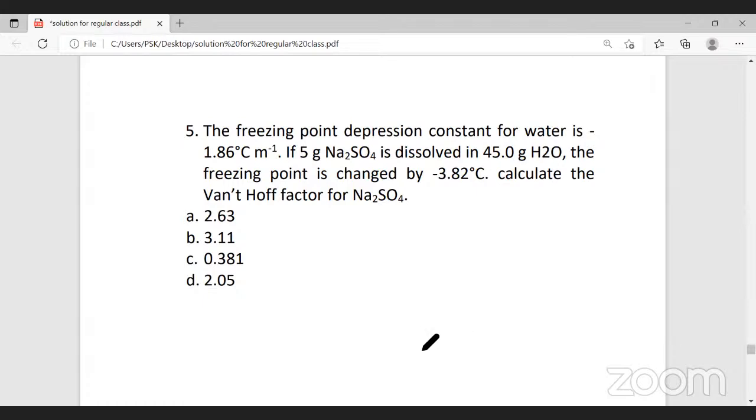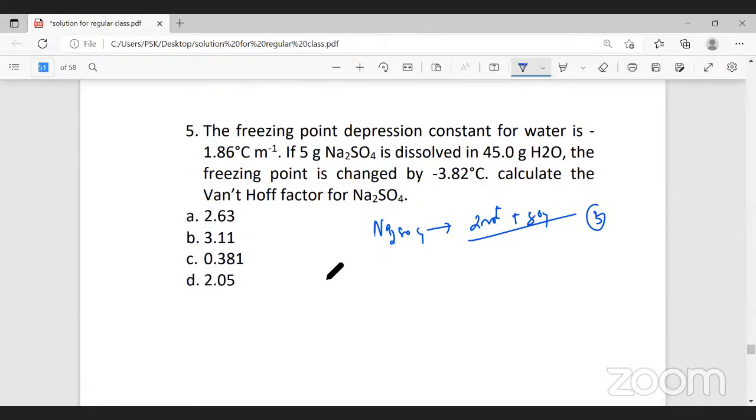See, the van 't Hoff factor of sodium sulfate is not that sodium sulfate dissociates to give 2 Na+ and SO4 2-, so it's not 3, as we learned in the earlier question. They're asking you to calculate the van 't Hoff factor. So the formula we know is delta TF equals i into KF into m. They're asking you to calculate i. i is equal to delta TF by KF into m.